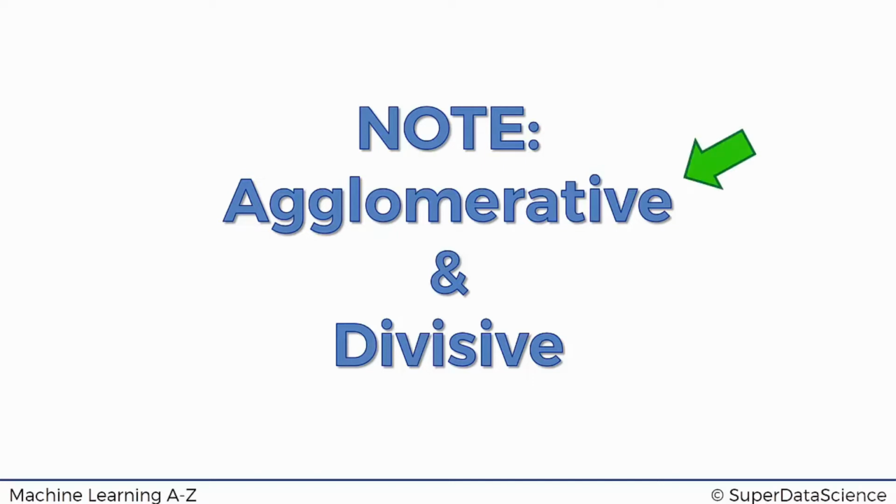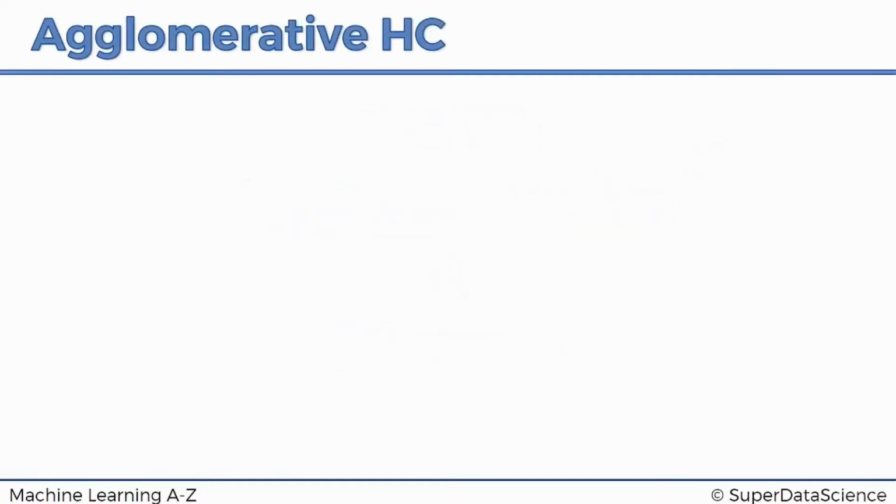The divisive, we'll mention it a bit just now when we're talking about the agglomerative, but it's basically the same thing, but the other way around. It's the reverse of the agglomerative. And if you like, you can definitely research more about the divisive approach. But for now, we're going to focus on the agglomerative one. All right, so the agglomerative hierarchical clustering. How does it work?